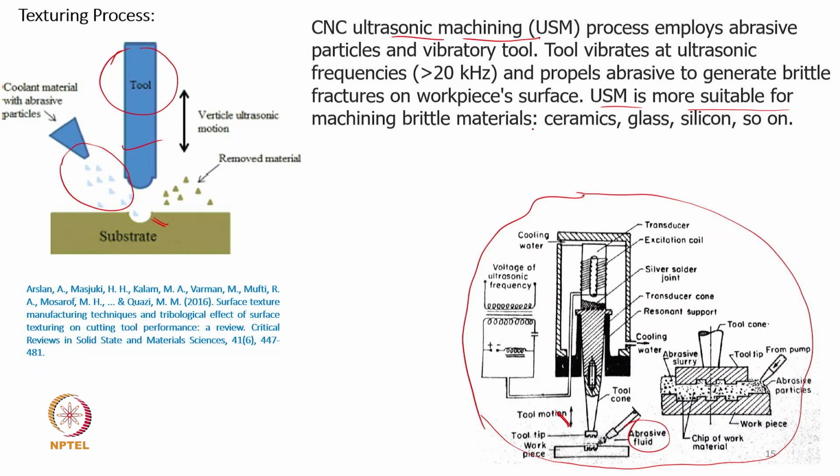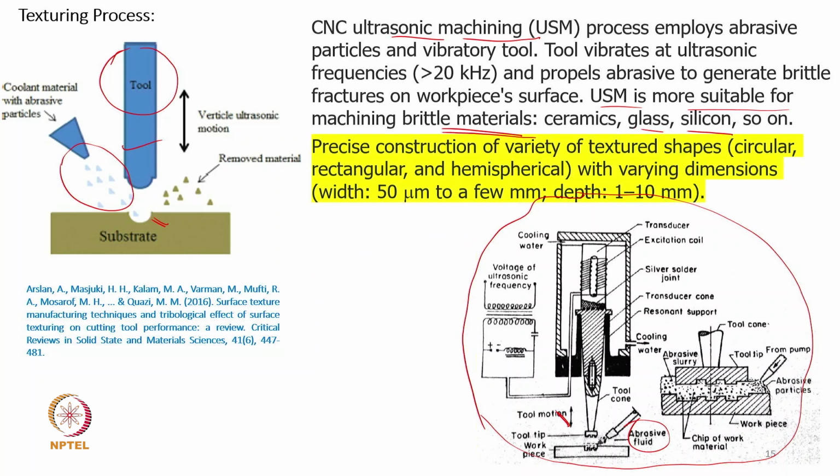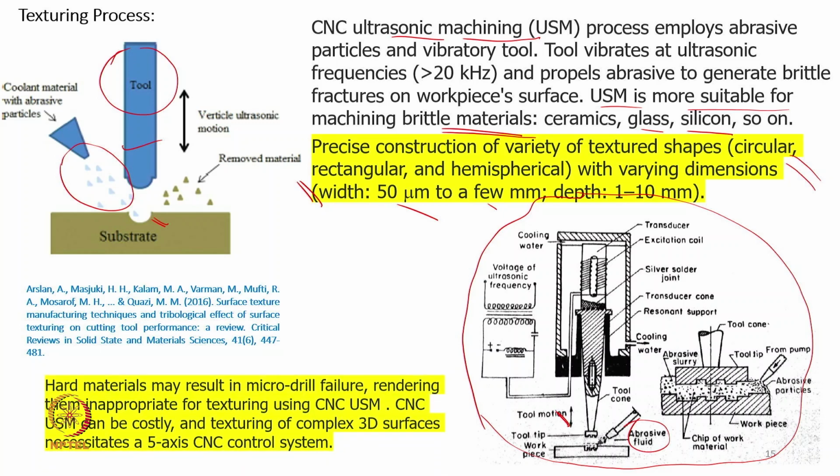However, this kind of machining is more suitable particularly for ceramic or brittle materials, such as glass and silicon. With precision, we can use circular, rectangular, hemispherical, and different shapes with varying dimensions, even up to a few millimeters. We have versatility in this case.